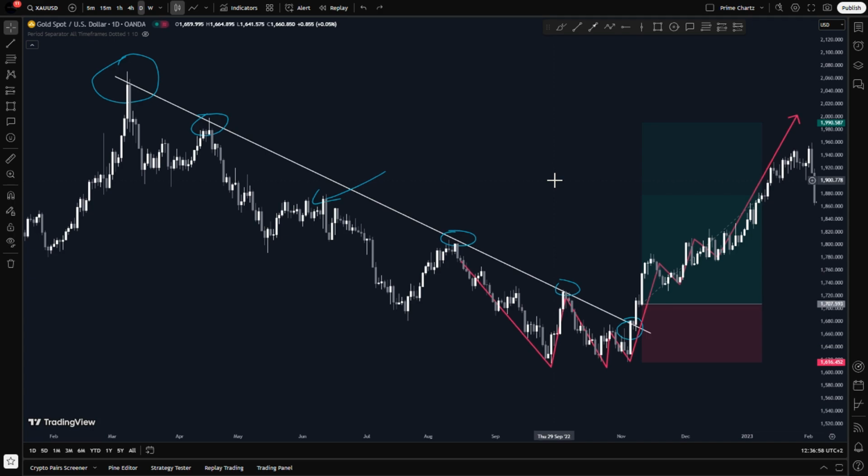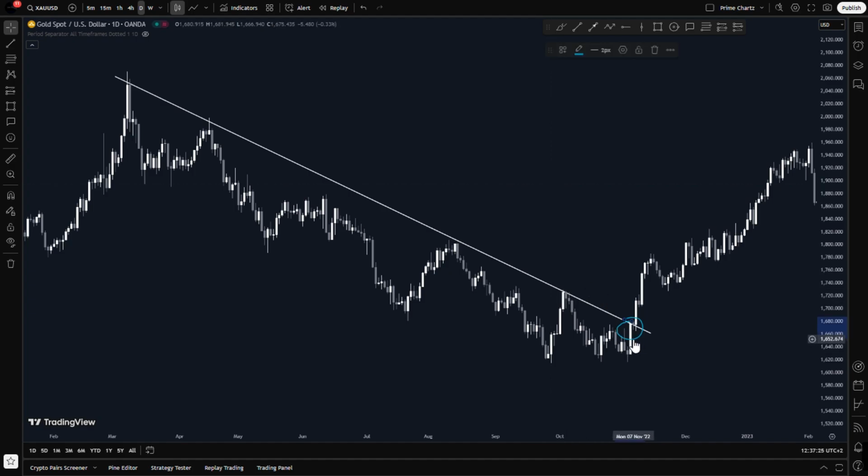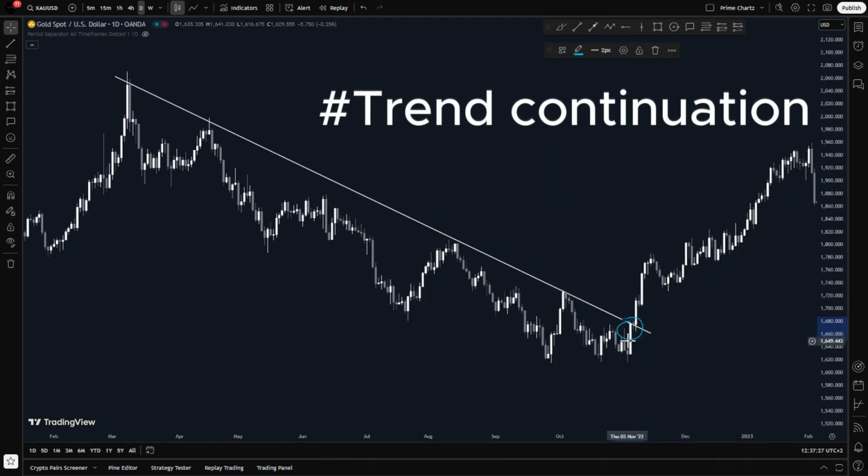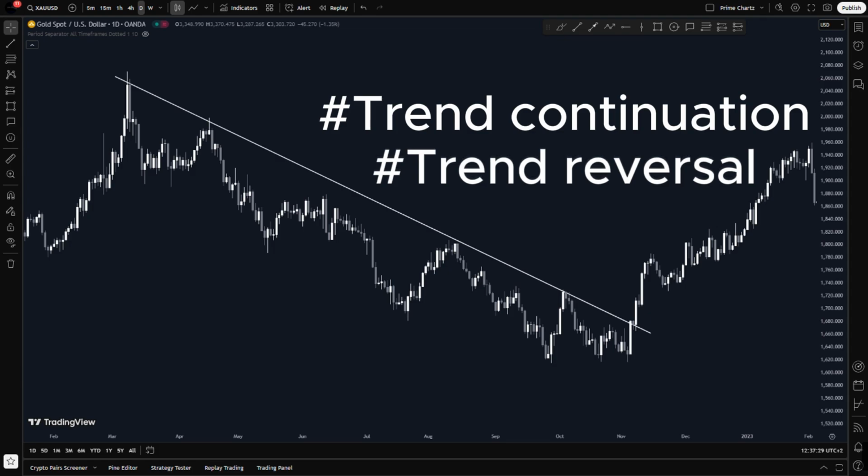All right, now let's get into the part everyone's waiting for. How do we actually trade trend lines successfully? There are two main ways to do it. Number 1, trend continuation. Number 2, trend reversal. Let's start with the first one. Trend continuation, trading with trend lines.